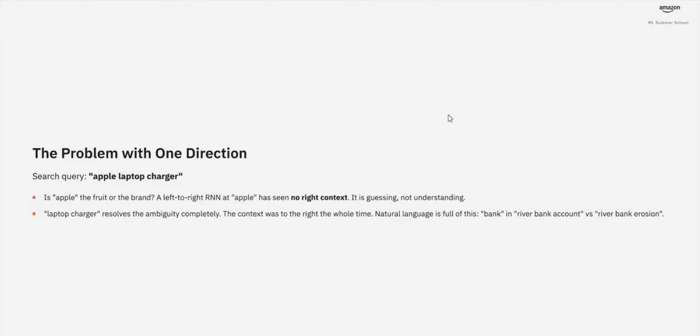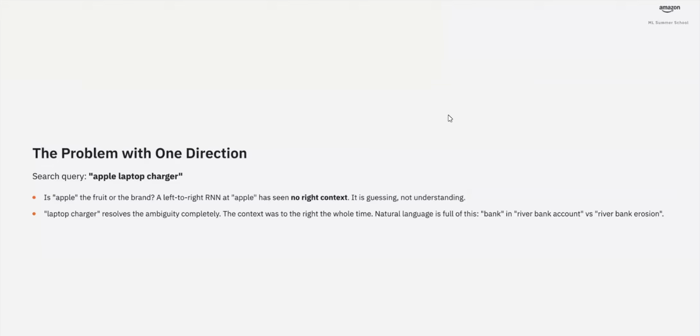But you can guess based on frequency. Apple the brand probably gets more searches than Apple the fruit on Amazon, but this is not understanding, this is just a prior. The model is not reading the sentence, it is just gambling, and gambling is not something you would like to have in a production search system which is serving millions of queries a day. But the laptop charger that comes right after resolves the ambiguity completely. The context you needed was sitting to the right the whole time, and a forward-only RNN is completely blind to it because it cannot look ahead.